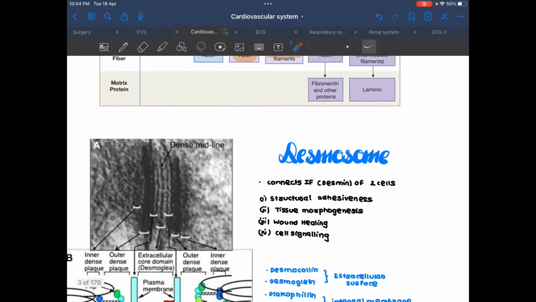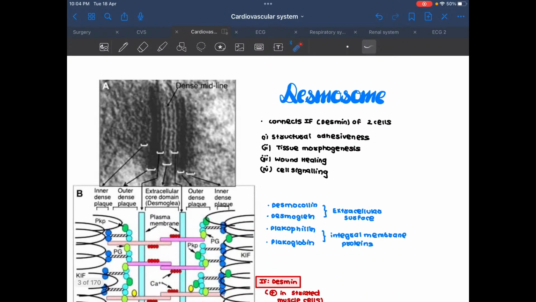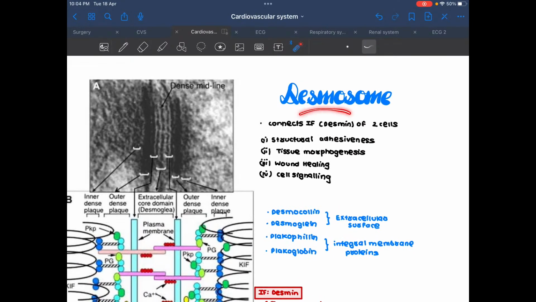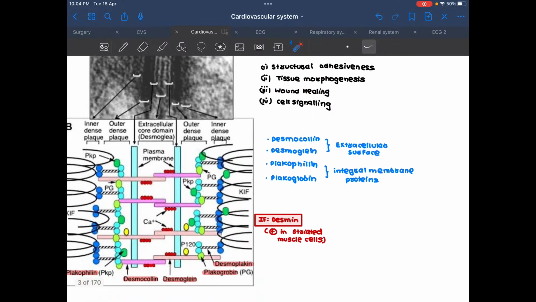Okay? So let's see what the desmosome is. It is going to connect your intermediate filaments, whether it might be desmin, keratin, or any other intermediate filaments, of 2 cells. Okay? And what does it do? It contributes to structural adhesiveness. It plays a role in tissue morphogenesis, wound healing, as well as cell signaling. So this is what I call a desmosome.